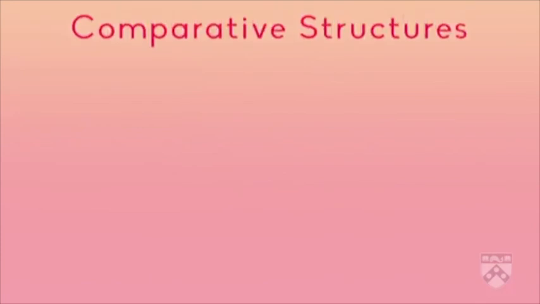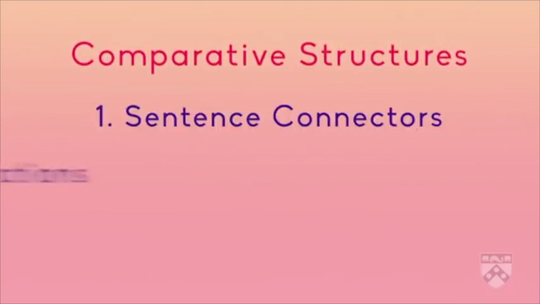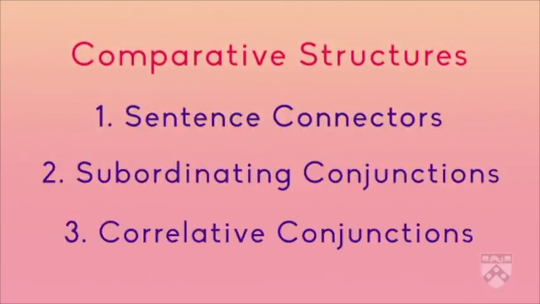This is the last video of Unit 1, and we have completed our review of three kinds of comparative structures: sentence connectors, subordinate conjunctions, and correlative conjunctions.